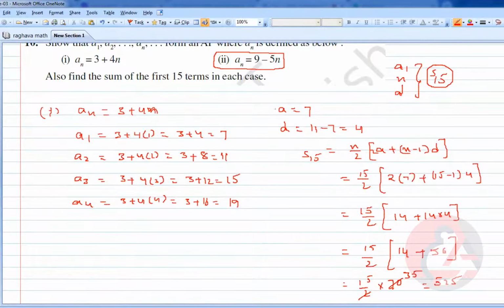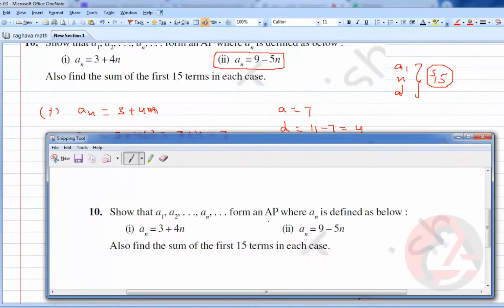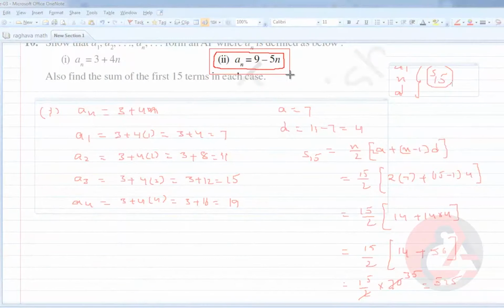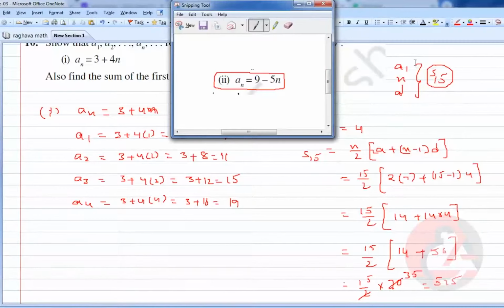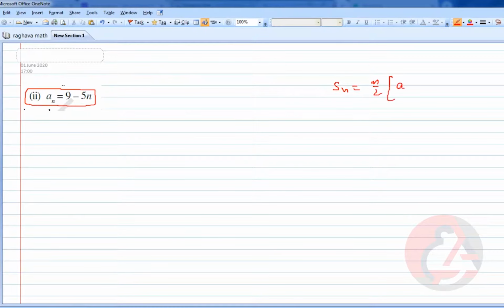I can do it with an alternate method, because we have two different formulas to find the sum of the terms. Here I am using the other one: Sn is equal to n by 2 into a plus l. He is asking for the S15 value, so n is equal to 15. So you want a1 and a15.